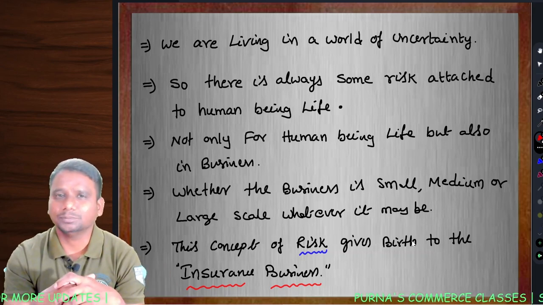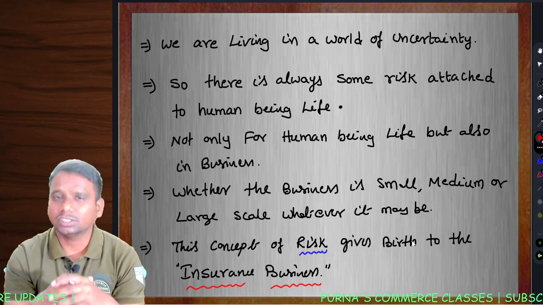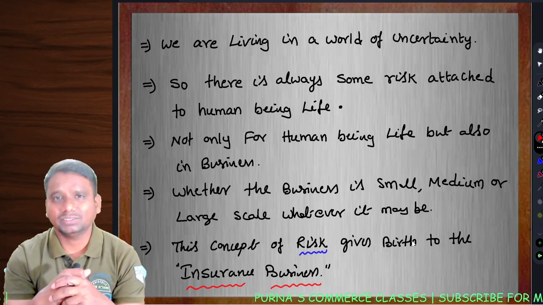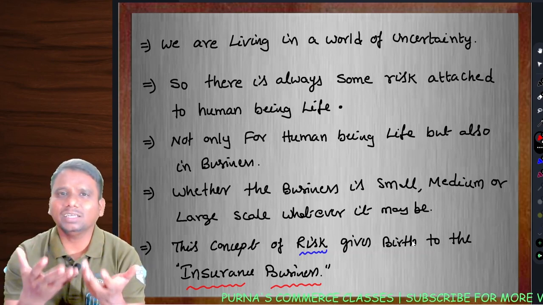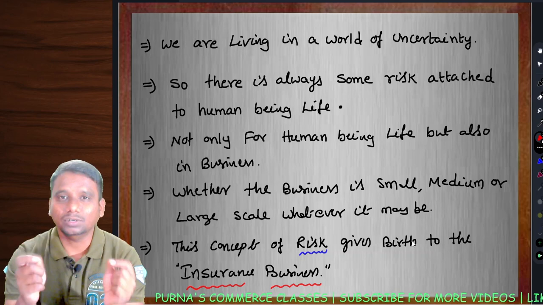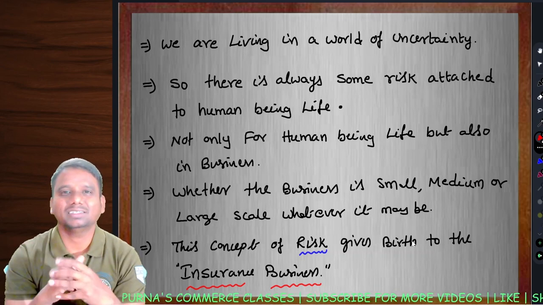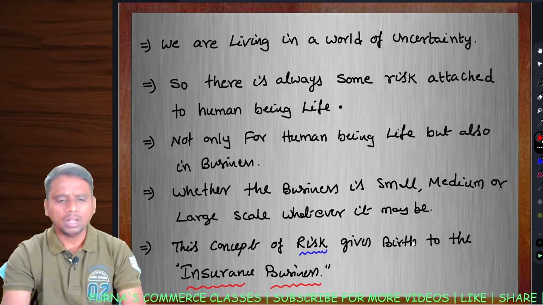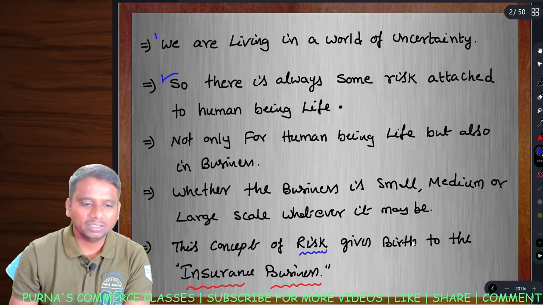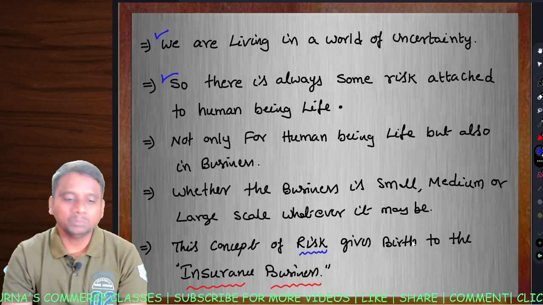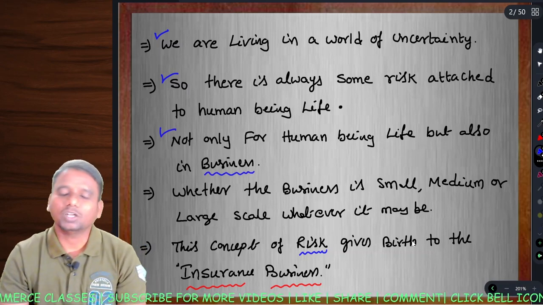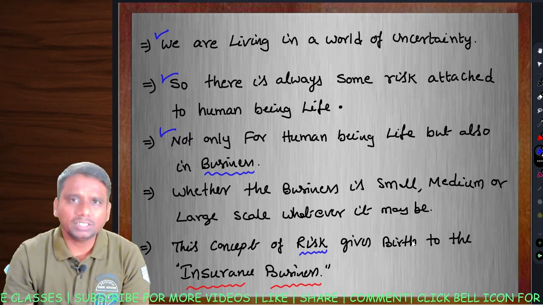Recently, you have seen in Turkey, an earthquake happened. Fire may happen. Some train accidents, aircraft accidents. So anything may happen to us. So we are living in a world which has uncertainty. So there is always some risk attached to human life. Not only human life, but also business. First human life, after that business also.